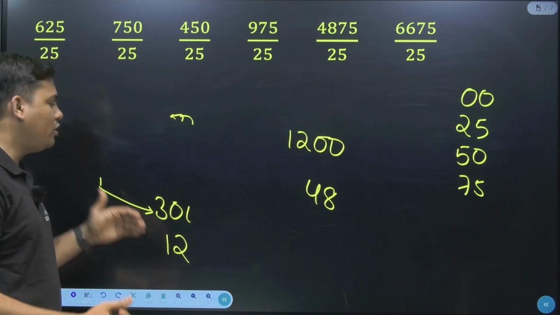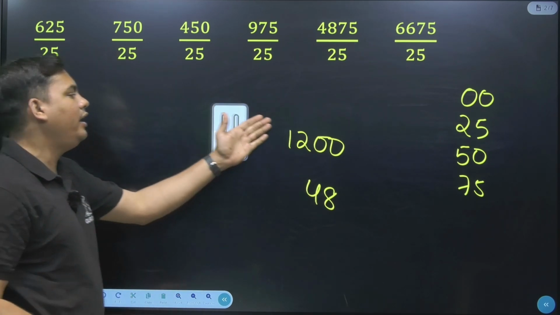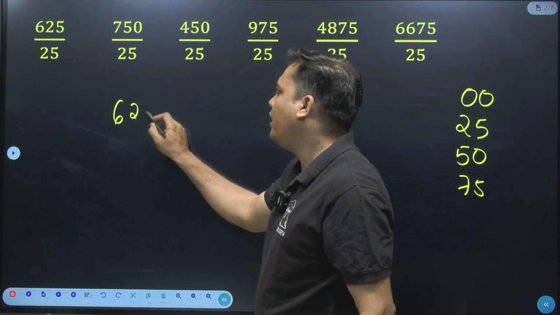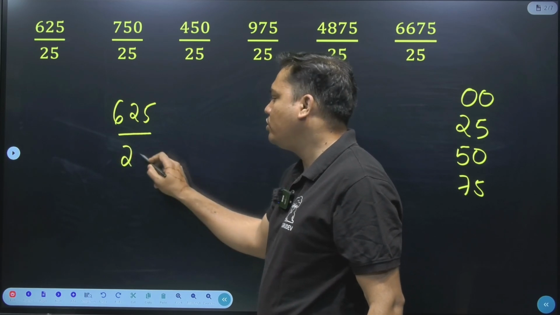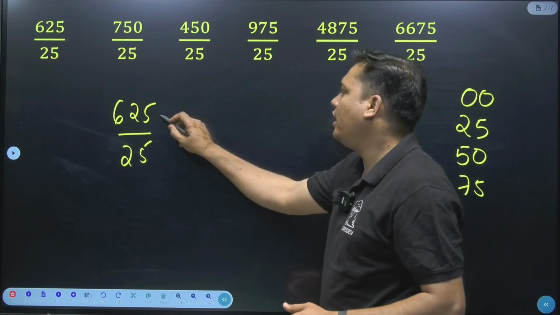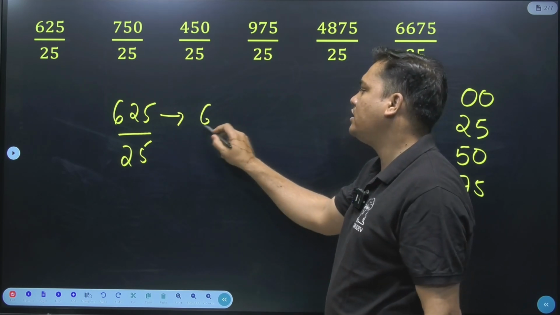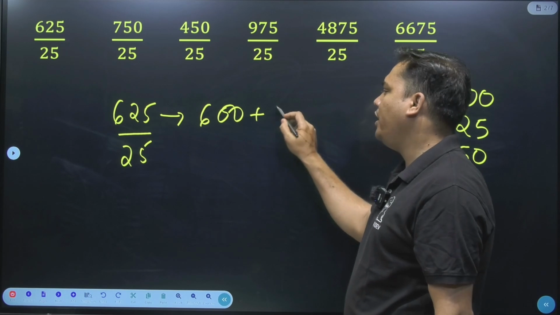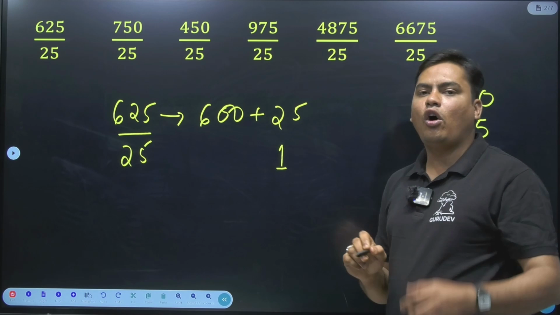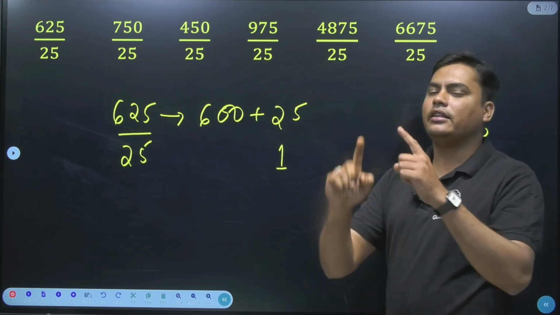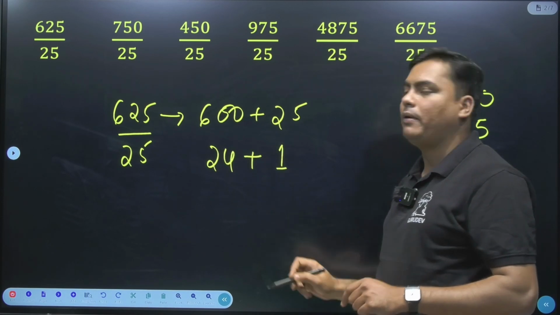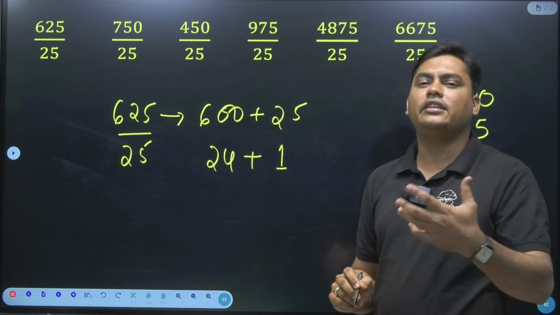The same logic I will be applying to divide any number by 25. If I ask you 625 divided by 25, I think everyone knows the answer is 25, but we'll try to understand in a split manner. This 625 consists of 600 plus 25. How many 25s in 25? One. How many 25s in 600? 4 into 6, 24. So 24 plus 1, 25 25s are there in 625.